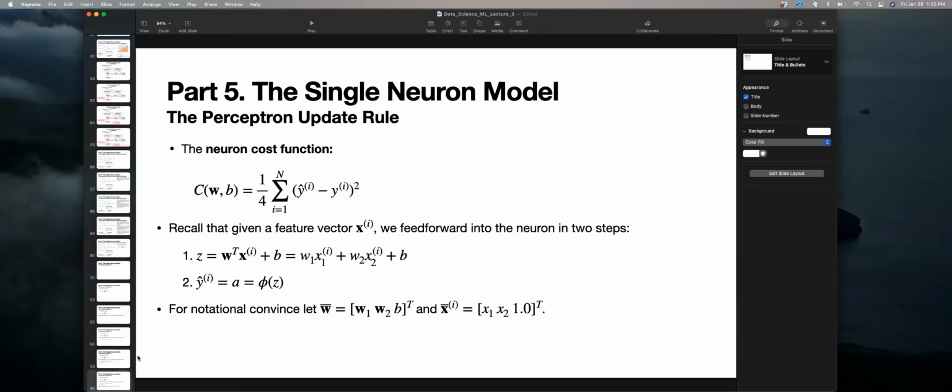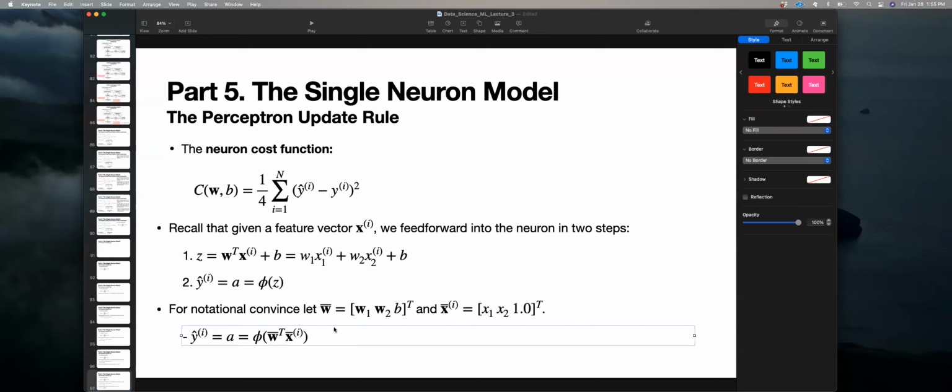Now with this notation, we can easily write the output of our neuron y hat as the sign function applied to W bar transpose X bar, right? Hopefully you see that. Most of you should be familiar with linear algebra. The dot product of this vector and this vector is what? W1 times X1, W2 times X2 plus B times 1. That's exactly the weighted sum. That's what we pass into the sign function. This is what we're going to work with now.